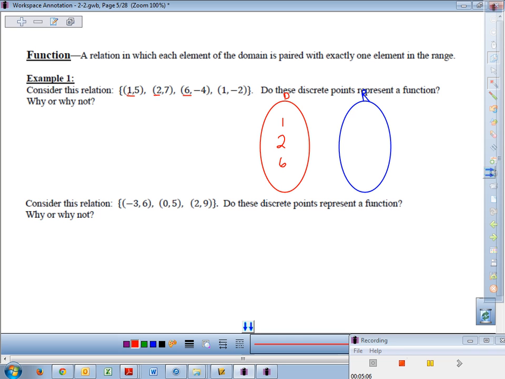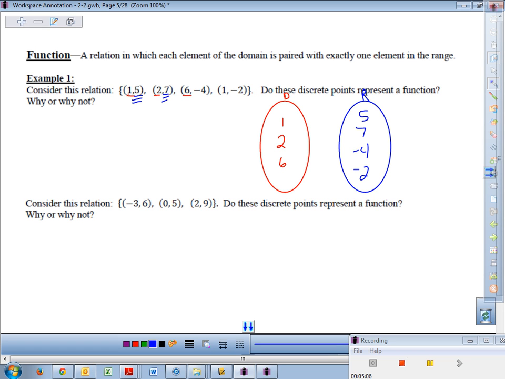Sound cool? Now, let's list our range. Range, just the order they give them. 5 is in the range. 7 is in the range because these are our y values. Notice how I'm putting them straight down also. I'm not just putting them wherever I want to. Negative 4 is in there. And negative 2. Did you see there were no repeaters, if you will, in the range?